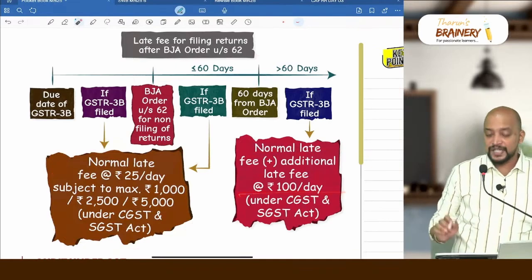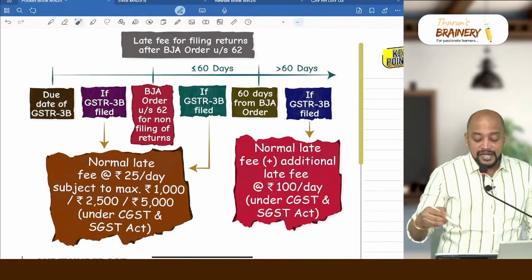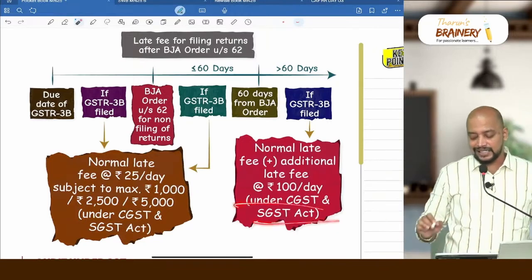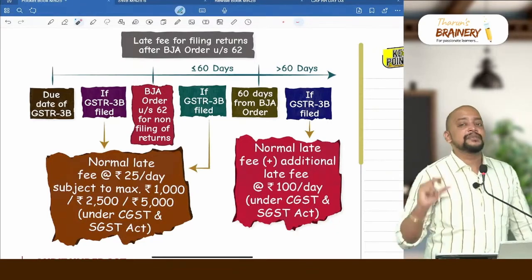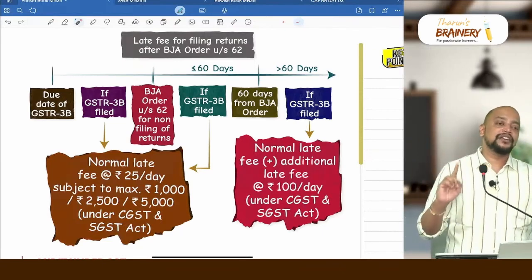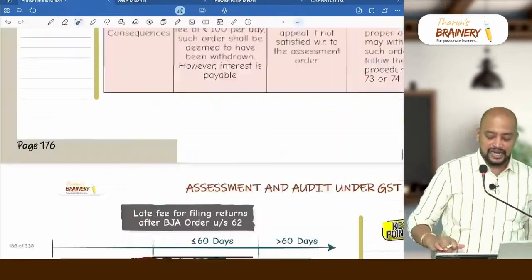So that is 100 rupees per day. There is no maximum there, 100 rupees per day. But this 100 rupees per day is for a period beyond 60 days. Okay, that is additional late fee. This is also under CGST Act and SGST Act. Definitely in MCQ they can convert, like merge these two, and they can ask, be careful, normal late fee also applicable and this additional late fee also applicable if it is beyond 60 days.